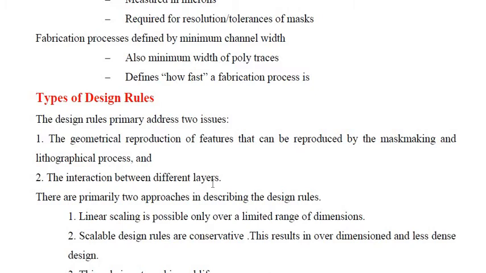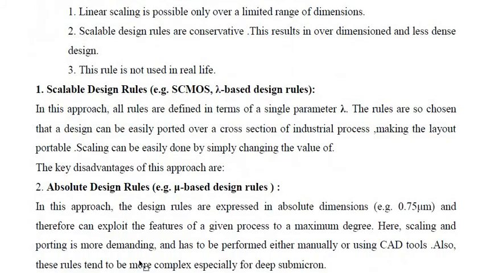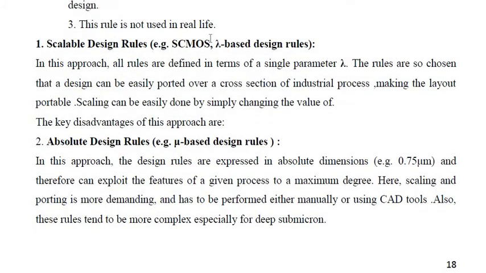The main agenda of your design rule, or the main addressing part of your design rule, is to get your geometrical reproduction as well as your interaction between the different layers. So this approach can be done by two methods. One is the linear scaling method, the scalable method, which is called lambda based design rules. The other is the absolute method, which is called micrometer based design rules. Okay, see, micrometers, this is lambda.